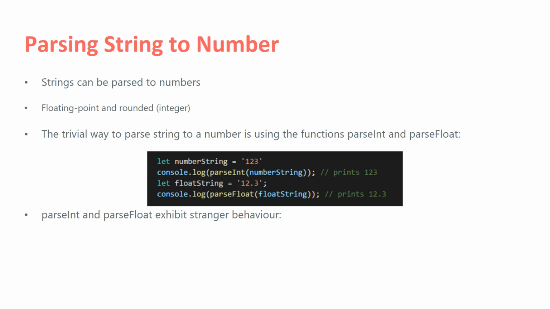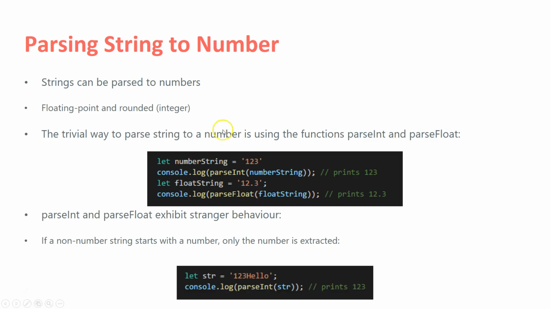So parseInt and parseFloat exhibit strange behavior. If a non-number string starts with a number, only the number is extracted. And here's the example. If I have let str equals the string '123 hello', then if I print it on the console with parseInt, passing this, I'll print only 123. This will not throw an exception because I have text; it will just ignore it, extract the numbers, parse them and return them.